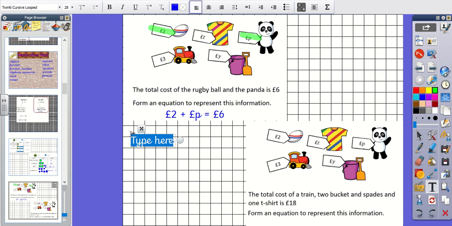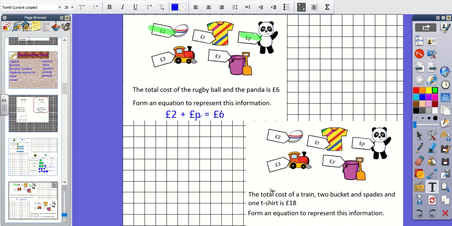So if I asked you what P equals, you would see that you've already got £2 from the £6. Take that away, so the panda would give you £4. But it's not asking you for that, but you can work it out, okay?